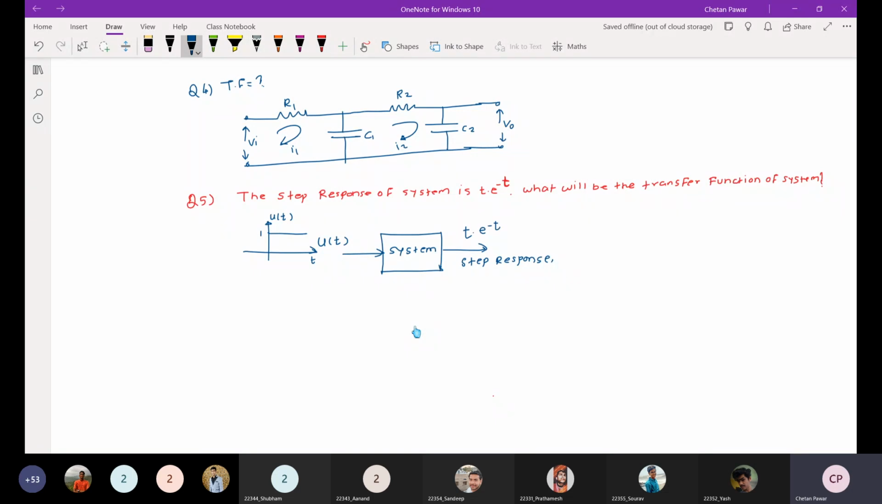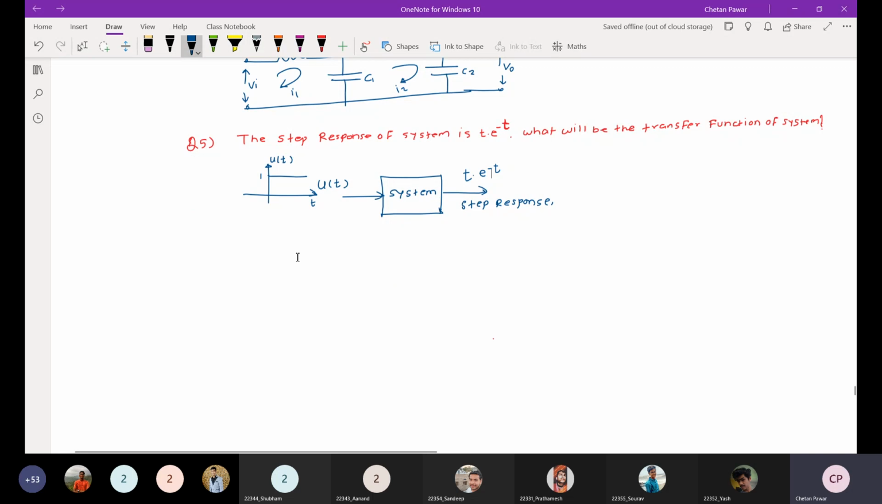So what will be the transfer function of this particular LTI system? First, the main important point here, as we have seen for the impulse response of the system: transfer function is the Laplace transform of the impulse response of a system.